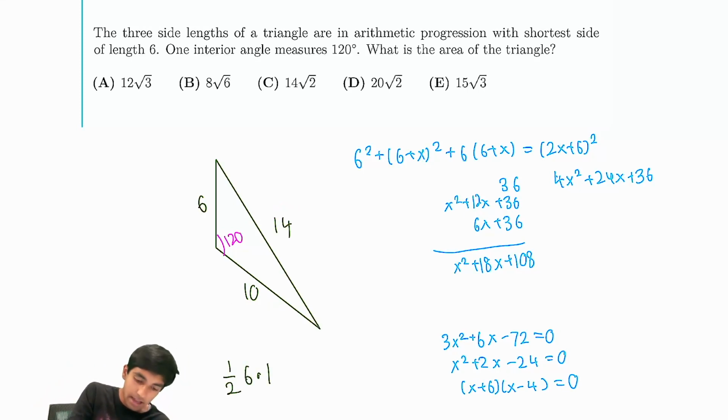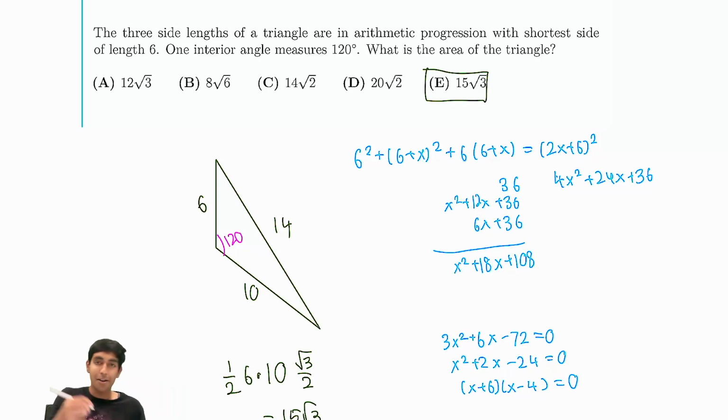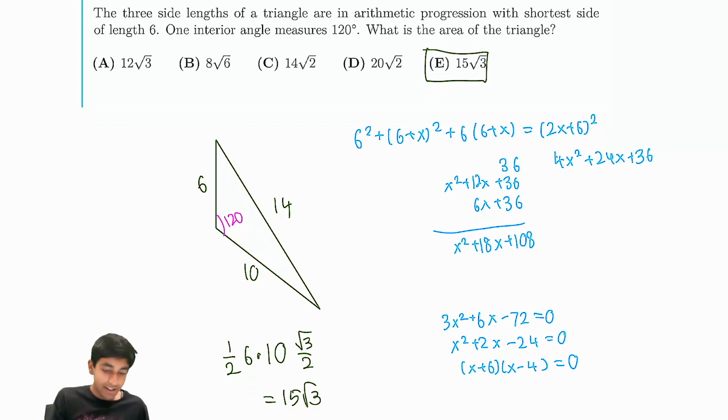Half times 6 times 10. Sine 120 is just sine of 60, root 3 by 2. So that becomes 60 times root 3 by 4, which is 15 root 3. So our answer is just E. Boom. A really simple problem if you ask me.